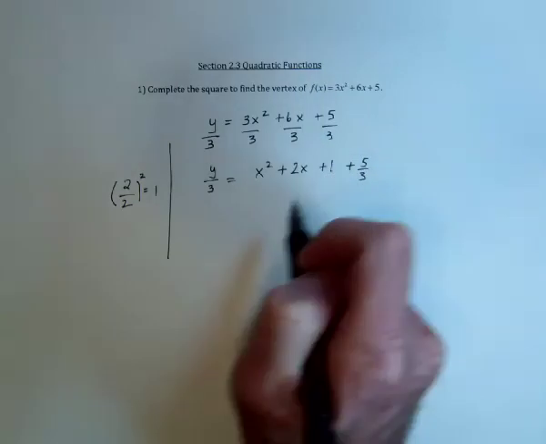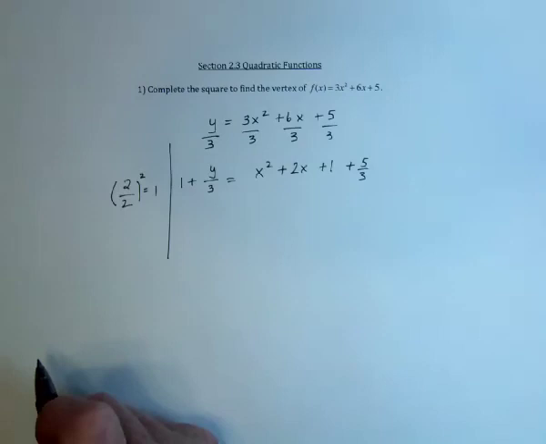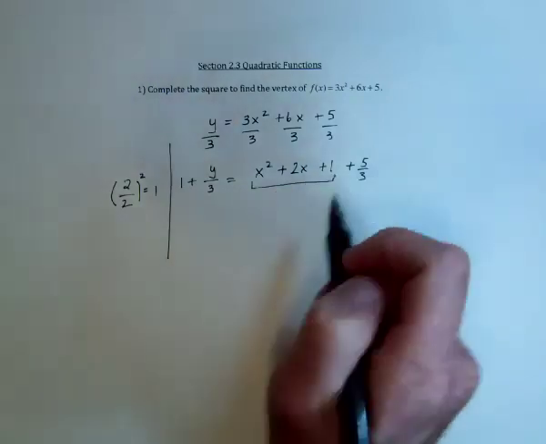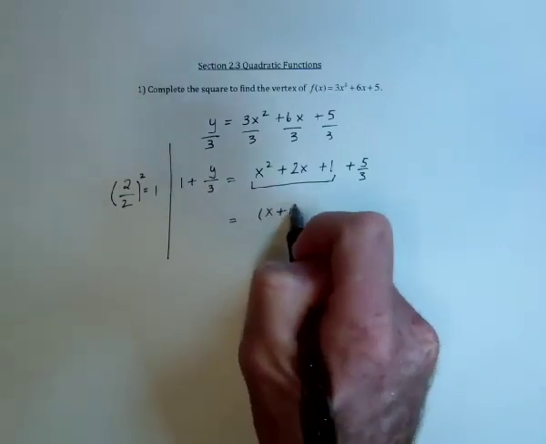But if you add 1 to one side, then you need to add 1 to the other side. So add 1 to both sides. Now, these three guys can be factored. In fact, they can be factored into a perfect square.